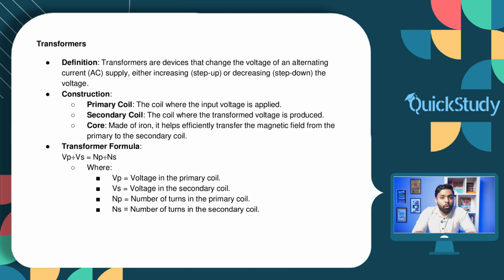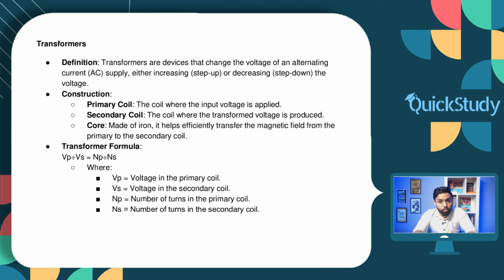inside the wire. While talking about magnetism and electromagnetism, we must talk about transformers. Transformers are devices that change the voltage of an alternating current either by increasing or decreasing the voltage. They are basically made of two coils: the primary coil, where the input voltage is applied, and the secondary coil, where the transformed voltage is produced.